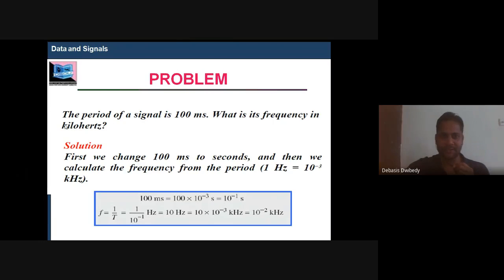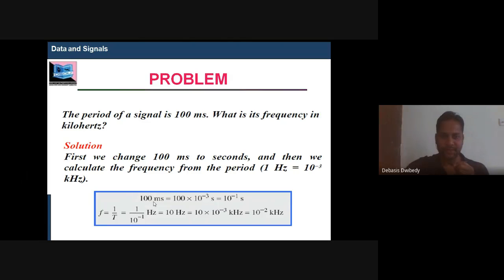Okay, so let us take another, a very interesting and very practical problem. The period of a signal is 100 millisecond. What is its frequency in kilohertz? So period is given in millisecond, and frequency we need in kilohertz. Again, you come to that thumb rule of formula: f equals 1 by T. This is our formula, because frequency is inversely proportional to time period, as we have already shown in the example.